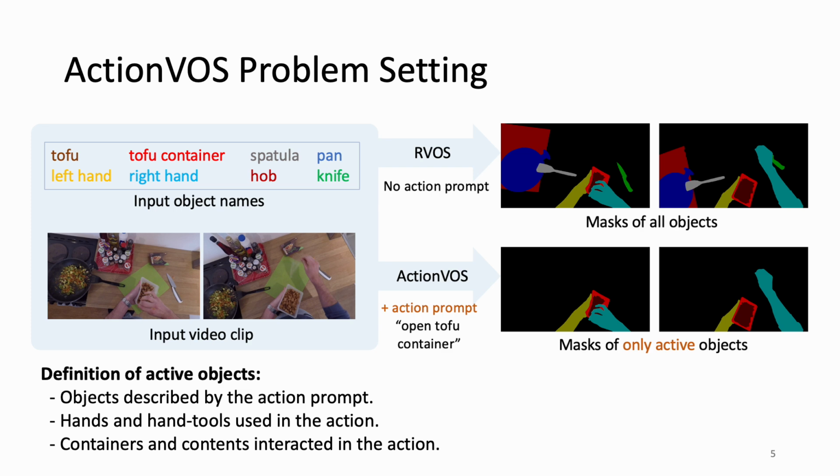Based on the key idea of human actions as prompts, we propose our new task setting for RVOS named ActionVOS. Compared to common RVOS tasks, ActionVOS takes an additional action prompt input and segments only active objects that correspond to the action prompt input.